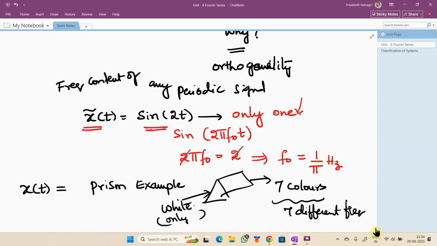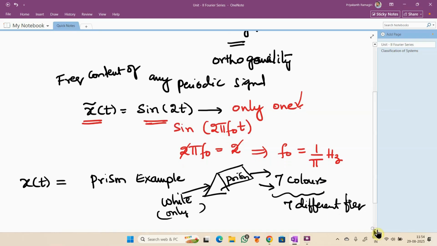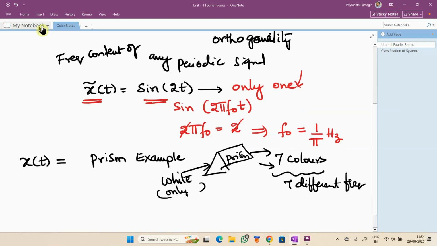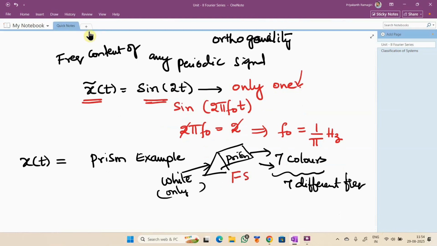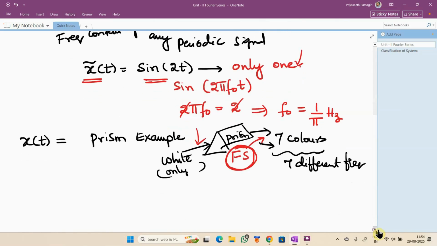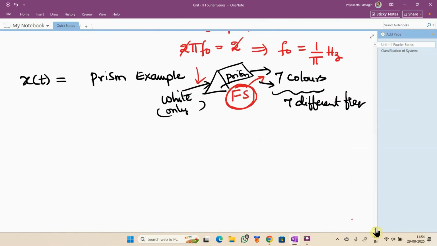Until this white light passes through this prism, you can't say that it is a combination of seven frequencies. So I just want to say that this is an analogy for Fourier series. Your prism is acting as a tool of Fourier series, that it is easy for identifying the different frequencies present in a single periodic signal. Hope you got me now. Yes, sir.